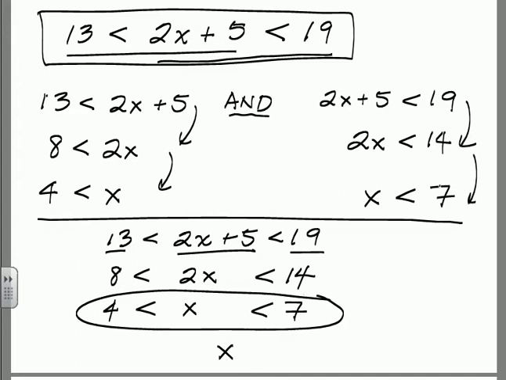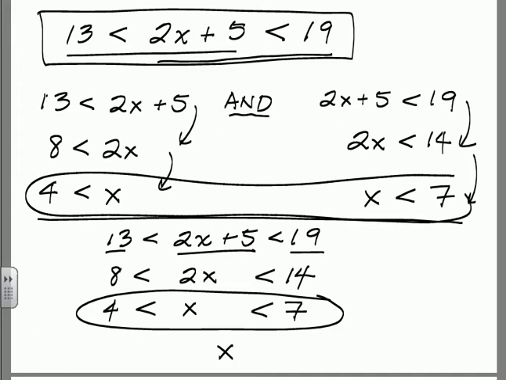And look at what we got before. We've got 4 is less than x, and x is less than 7. Okay, so does that look like what we have here? 4 is less than x, and x is less than 7. So the moral of the story is, if you have a compound inequality, you're doing two jobs at once. Okay, let's take a look at another example.